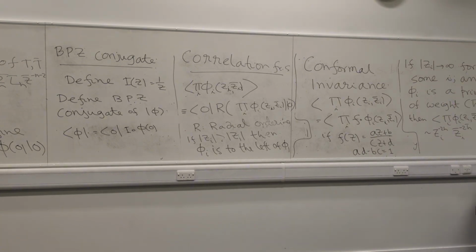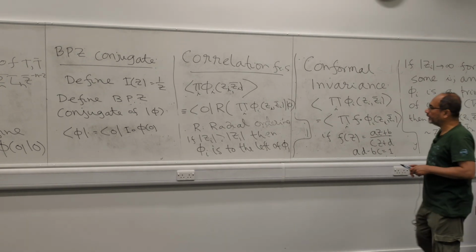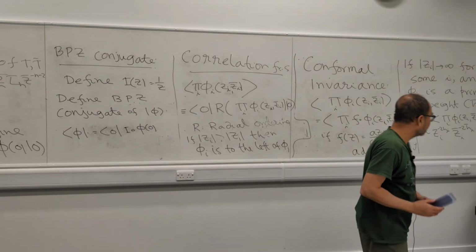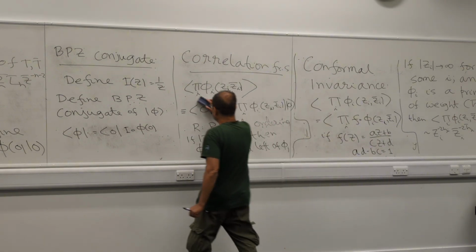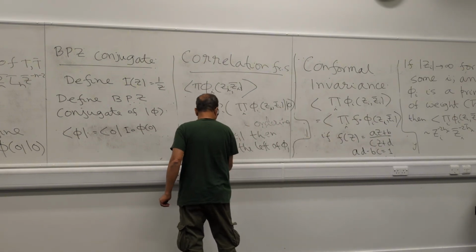the behavior of this correlation function for large Zi is of the form Zi to the minus 2h, Zi bar to the power minus 2h bar, if you take Zi to be very large and phi i is a primary of dimension hi, hi bar. And the way you can prove it is simply by applying this SL2C transformation.